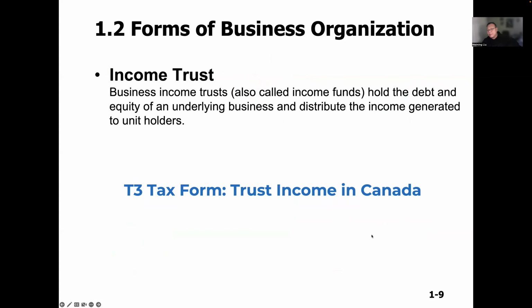So those are the three main forms of organization. Another type, which is not very common, is called a trust, okay? So what is a trust? A trust is when somebody has some property and wants to form a trust. They appoint a trustee to hold this property for the beneficiary, right?